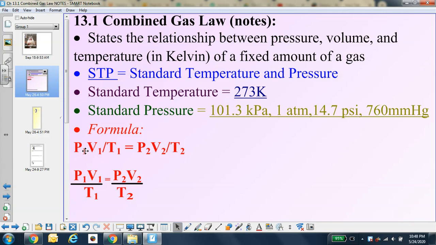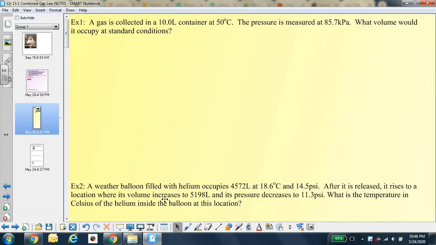Our formula: pressure 1 times volume 1 divided by temperature 1, equals pressure 2 times volume 2 divided by temperature 2. So you will be given 5 out of the 6 variables, and one of the variables you're not going to know, and you'll have to rearrange the formula to solve for that unknown variable. So I hope you have a calculator handy.